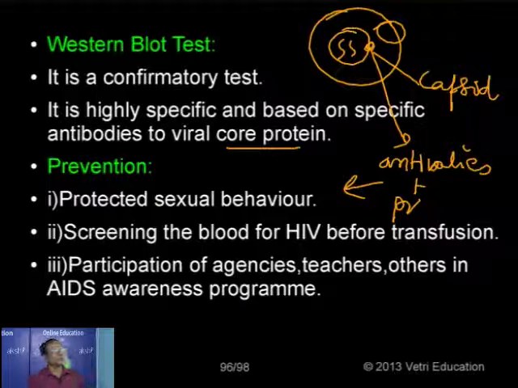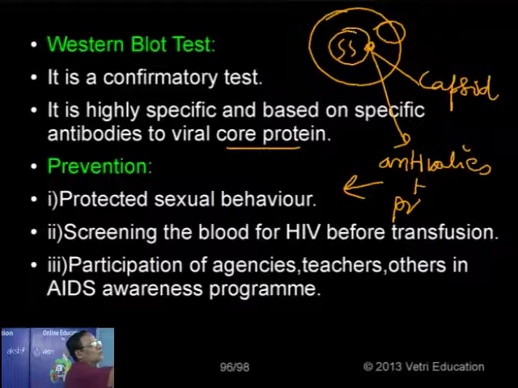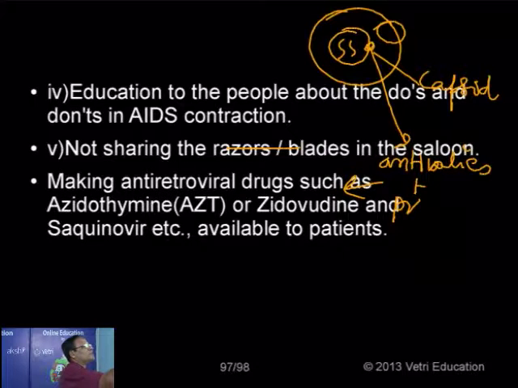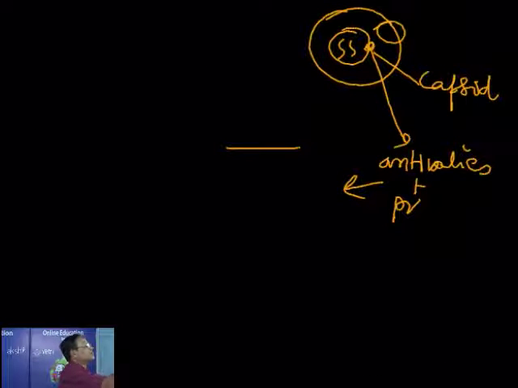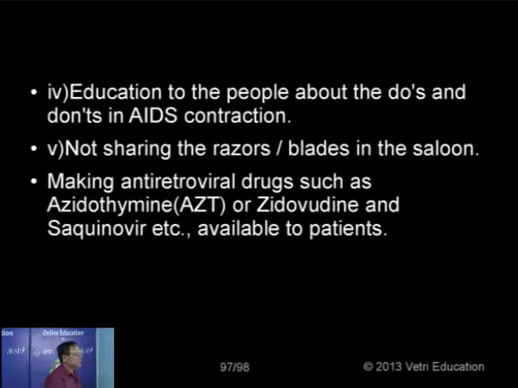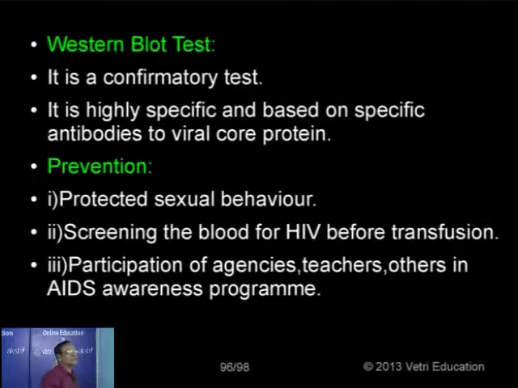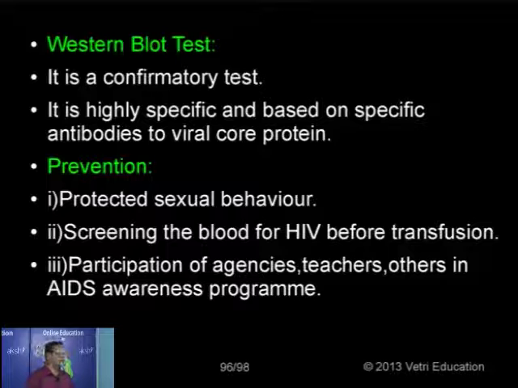The second test is the viral core protein, which is found only in retroviruses like the AIDS virus. So far we have seen the structure of the virus, the pathogenesis, and also the different tests. Then how can we prevent the spreading of the disease? You know that prevention is always better than cure.